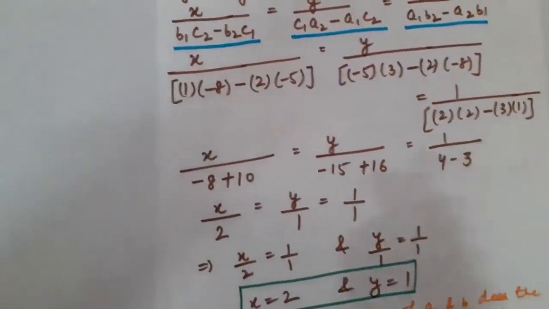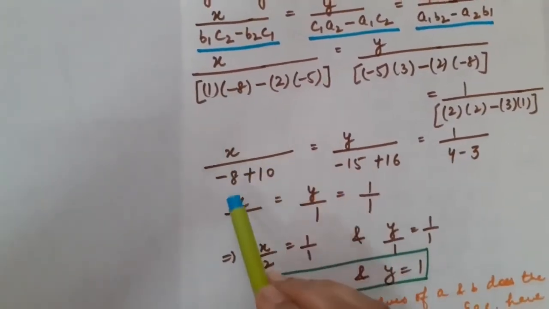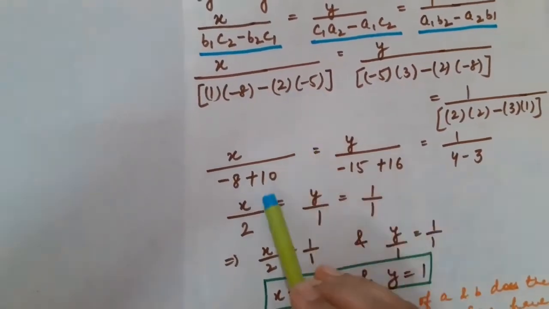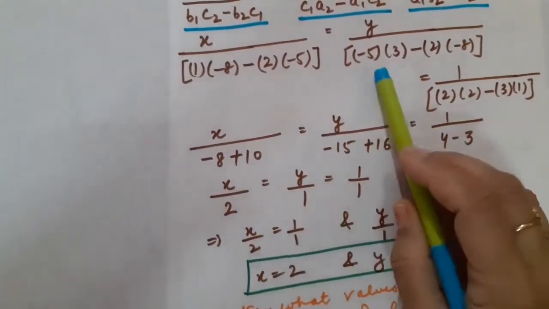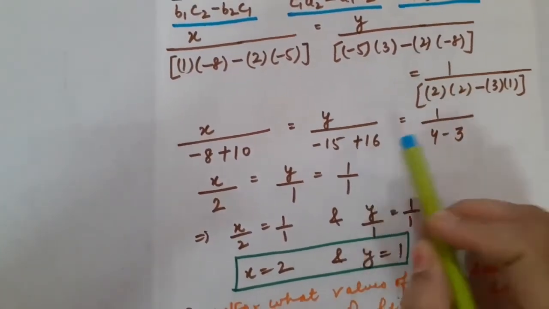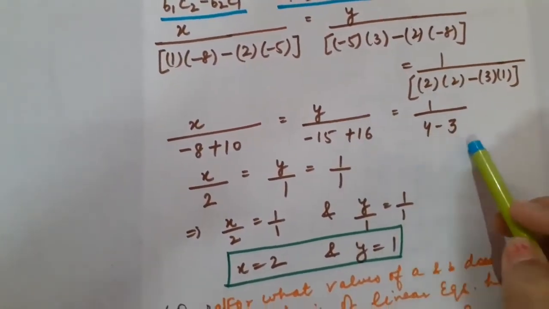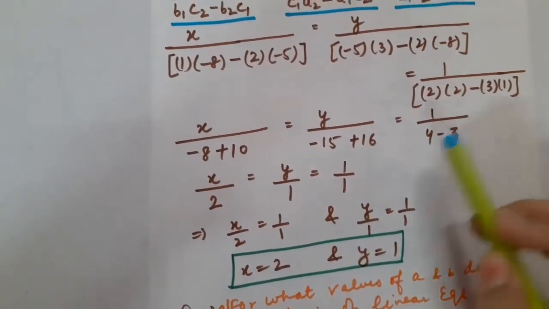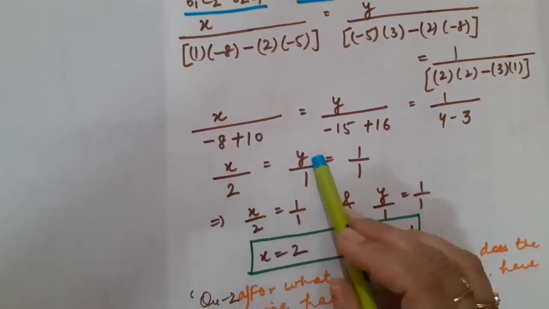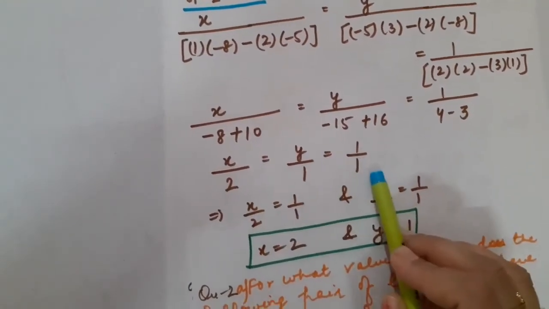Now just simply solve them. 1 into minus 8 will give you minus 8. Minus into minus will become plus, and 2 fives will become 10. This is minus 15, this is plus 16, is equal to 1 upon 4 minus 3. This 4 minus 3 will become 1 only. This is 1 upon 1. So x upon 2 is equal to y upon 1 is equal to 1 upon 1.